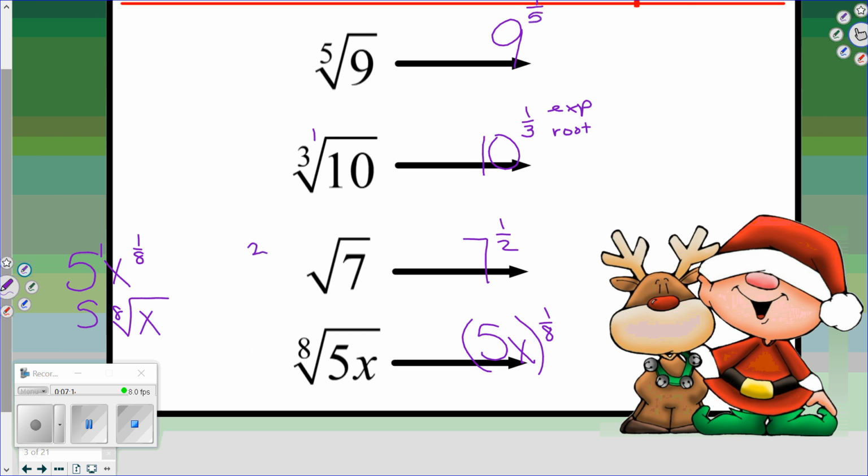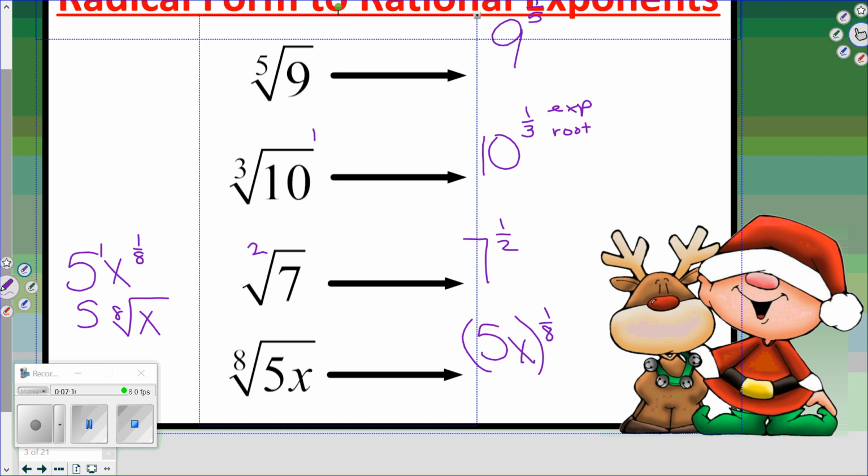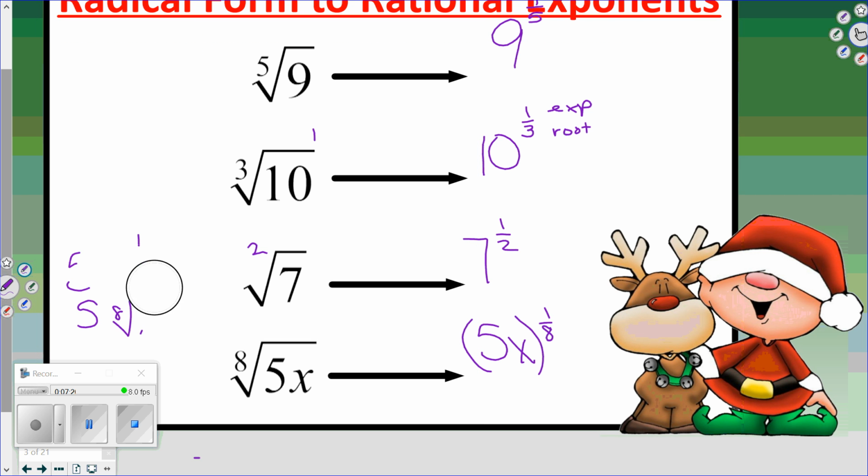So if you have more than one thing under here, it needs to be in parentheses, saying, hey, this entire group was under here, so this entire group is to the 1/8. Okay?